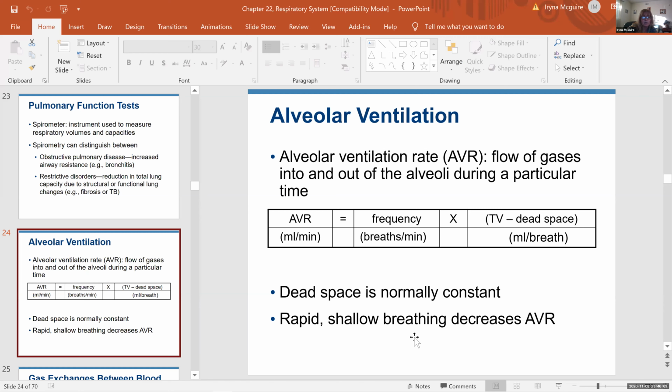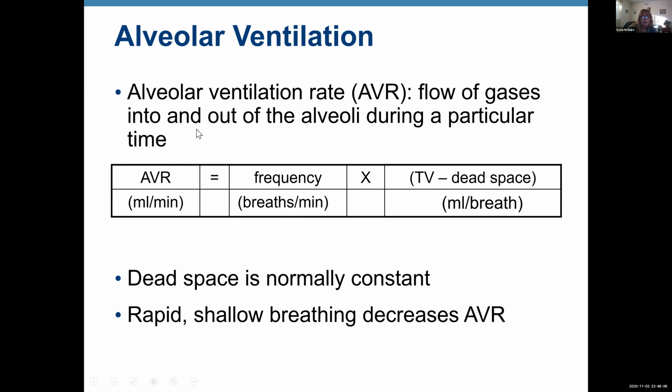So this is what can be measured. We can measure alveolar ventilation. Alveolar ventilation rate is the flow of gases into and out of alveoli during a particular time, right? So alveolar ventilation rate equals frequency of breathing multiplied by the amount of air that enters the alveoli. So it's tidal volume minus dead space, and we will discuss it in a minute.